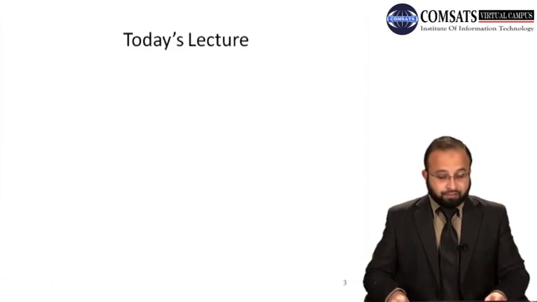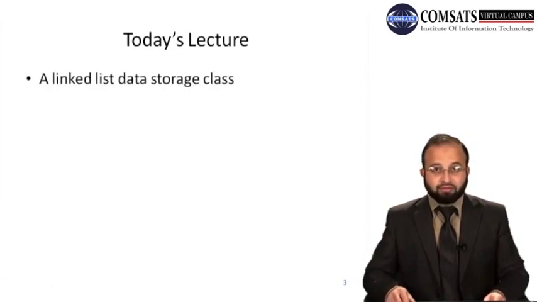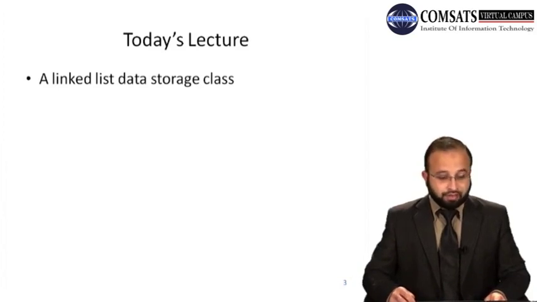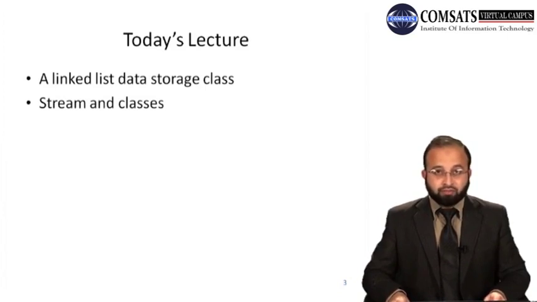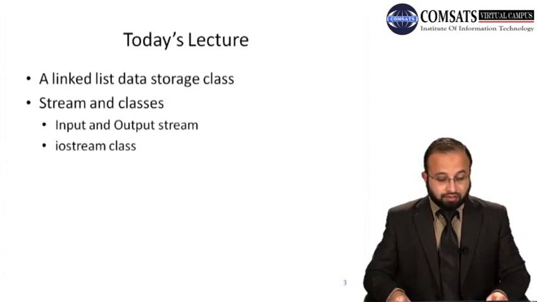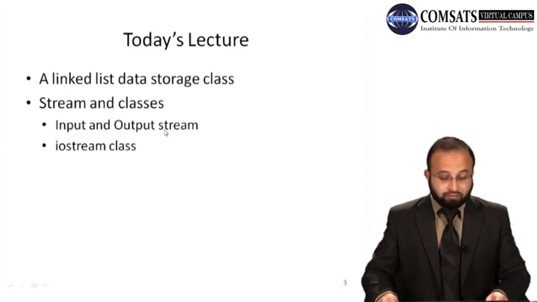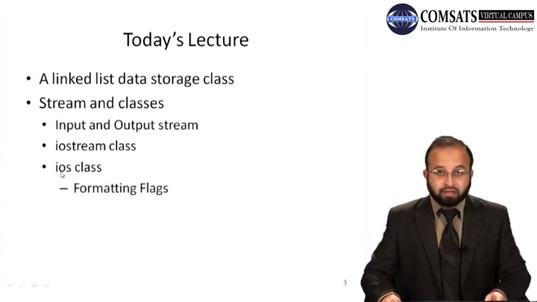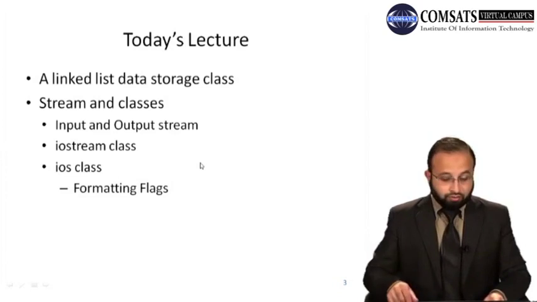So in today's lecture, we will first continue with the second example program, a linked list data storage class, and then we come to streams and classes. What are streams and classes? Built-in library classes provided by C++, input and output streams, the iostream class. We'll see what an input stream and an output stream are. Then we'll see the iostream class, ios class, istream and ostream class. So ios is the base class. All the stream classes are derived from this ios base class, right? We will see which class is derived from which.